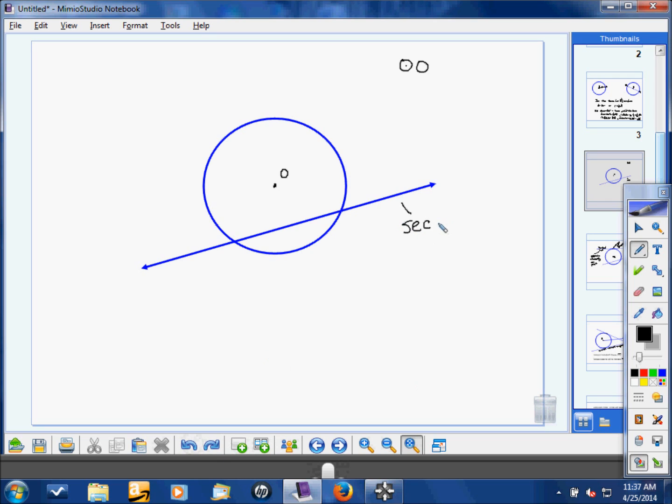S-E-C-A-N-T. Secant line. And a secant line is a line that intersects a circle at 2 points. It still would be a secant if it was the line that goes along the diameter. It would still be called a secant. It would be a little special, but it intersects the circle.